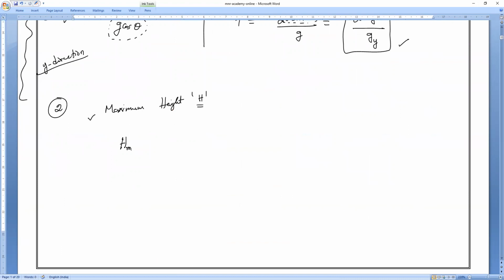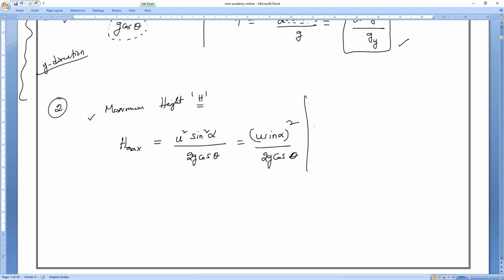So the maximum height attained in the y direction is equal to u squared sin squared alpha divided by 2g cos theta. This one I can write as (u sin alpha) whole squared divided by 2g cos theta. Am I right, everybody? Is there any problem? This is the formula for an inclined surface.